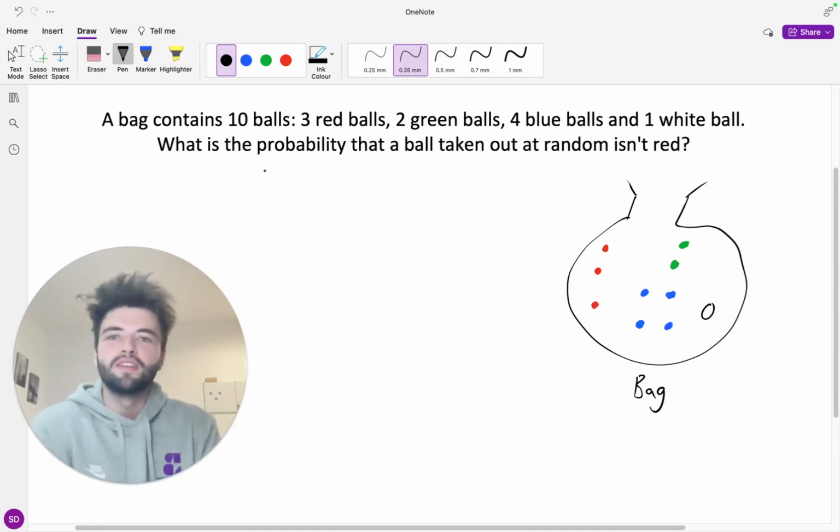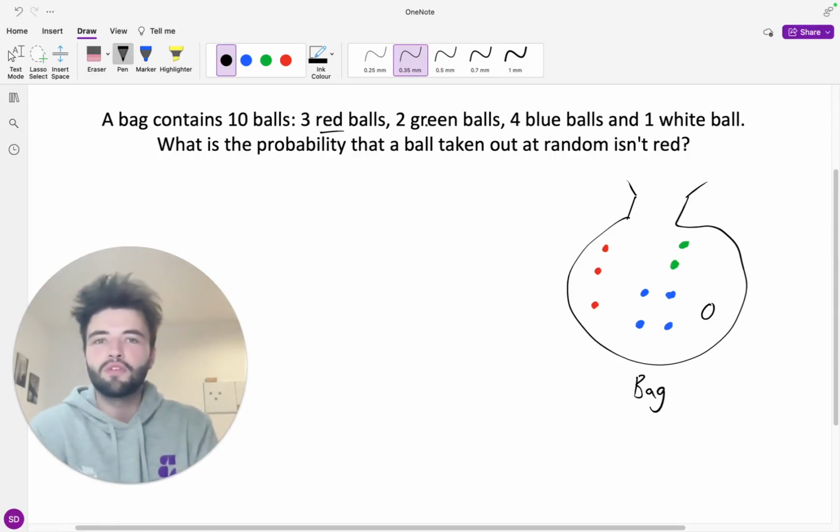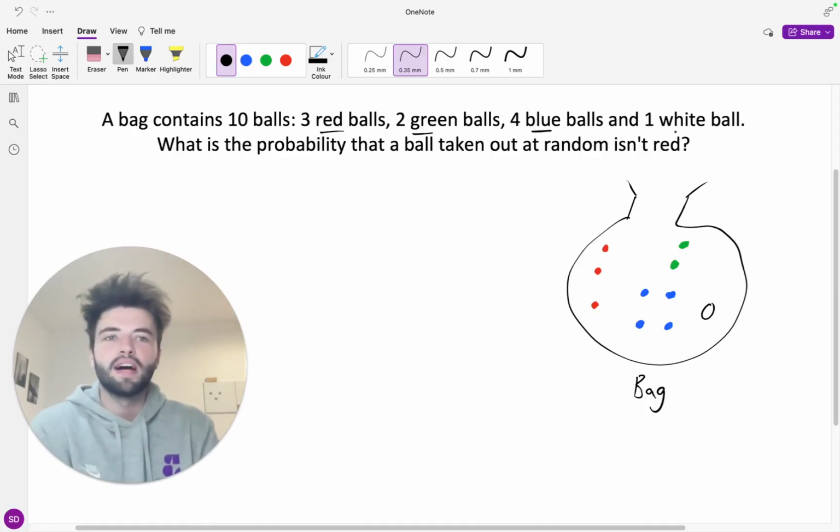So here we've got another question on introducing the idea of probability, and in this question we're given a bag containing 10 balls. We can see here the different types of balls in the bag. So we've got 3 red balls, 2 green balls, 4 blue balls and 1 white ball.